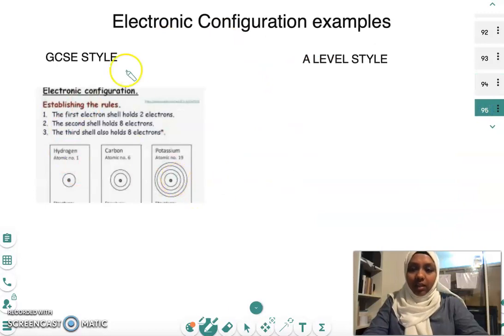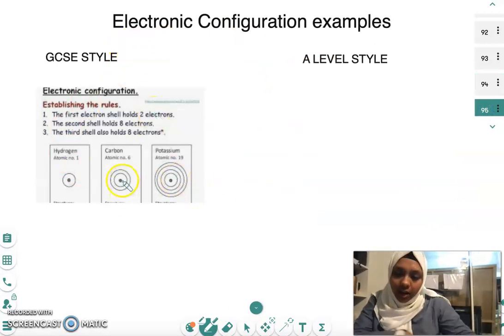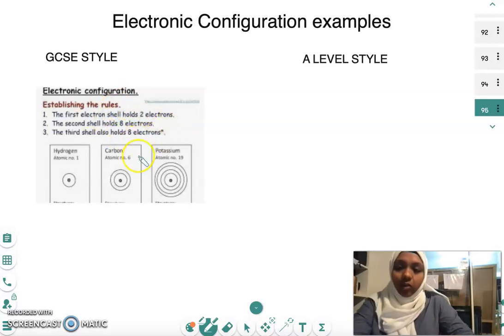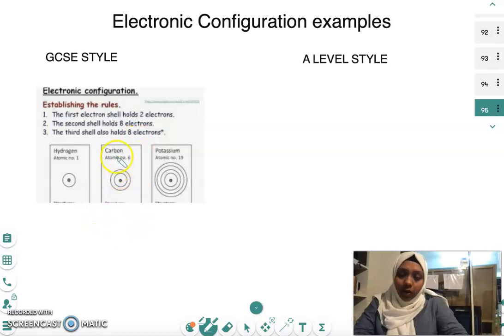Then we go on to electronic configuration. So let's take carbon, for example. The old GCSE way that we know is the first, innermost electron shell holds 2 electrons, the second shell holds 8 electrons, and the third shell holds 8 electrons. So we've got carbon, its atomic number is 6, therefore the number of electrons we have is also 6. So the configuration for carbon would be 2,4. So 2 in the first shell, and then 4 in the second shell.